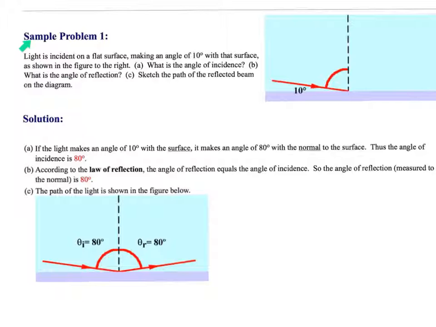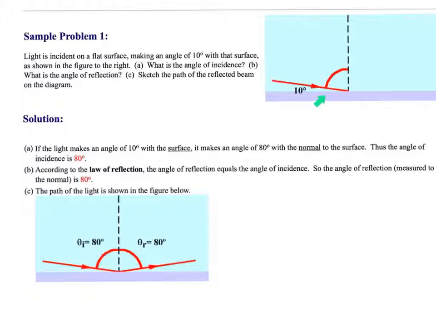So here we have our example problem. Light is incident on a flat surface, making an angle of 10 degrees with the surface, as shown in figure A. What is the angle of incident, what is the angle of reflection, and sketch the path of the reflected beam on the diagram. So let's begin with this right here. We know that this is our mirror, and then we draw our normal line.